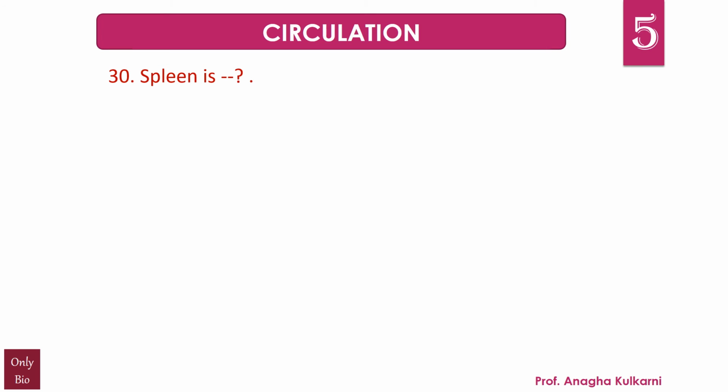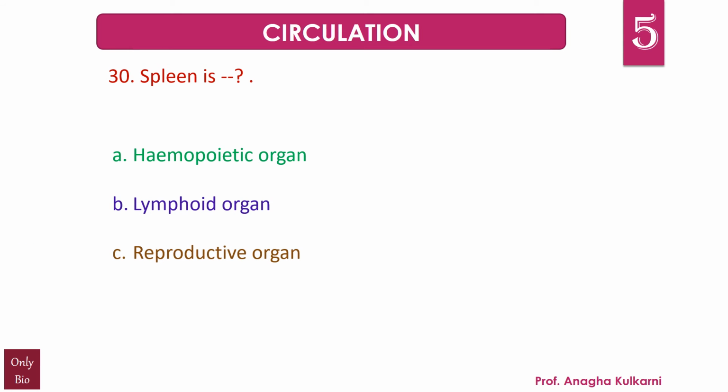Question number 30. Spleen is dash. A. Hemopoietic organ. B. Lymphoid organ. C. Reproductive organ. D. Celluloid organ. And the correct answer for this question is B. Spleen is a lymphoid organ. It's a part of the lymphatic system.